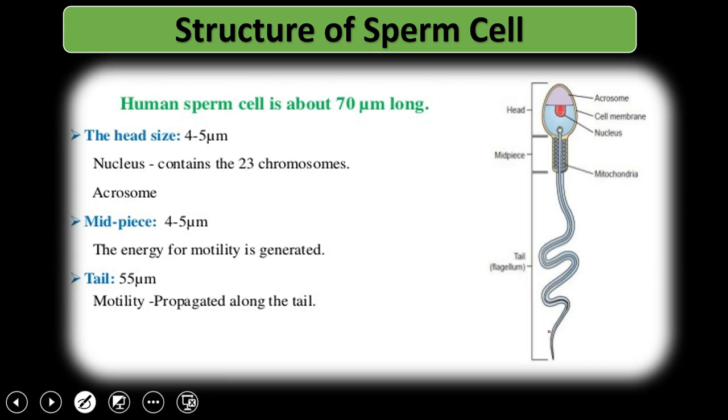Now the structure of sperm cells. A human sperm cell is about 70 micrometers long.